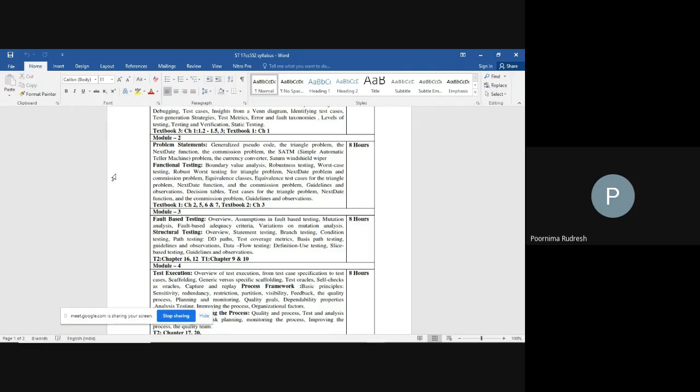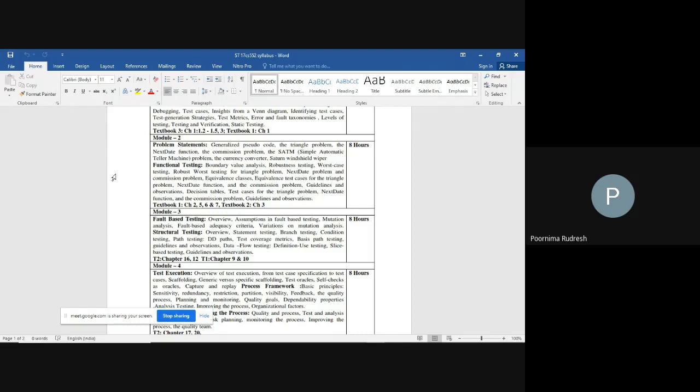So here in module 3 you're going to study about assumptions in fault based testing, mutation analysis, fault based adequacy criteria, variations on mutation analysis, and next we'll go for structural testing. There you're going to study about statement testing, branch testing, condition testing, meaning the different structural testing strategies you are going to study in the structural testing chapter.